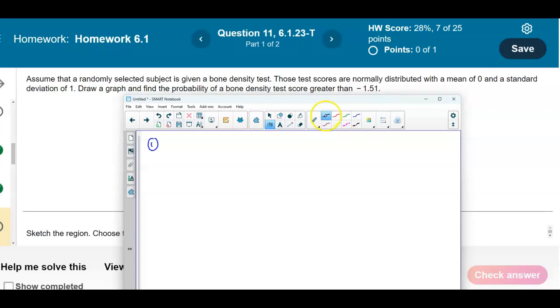So the first thing we want to do is draw our bell curve and then note the given information. So here we're going to draw our bell curve. And we know that the mean is 0. Again, we want to find the probability of a bone density test score that's greater than negative 1.51.